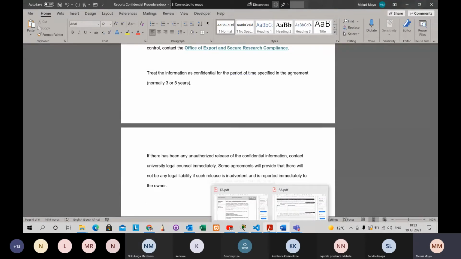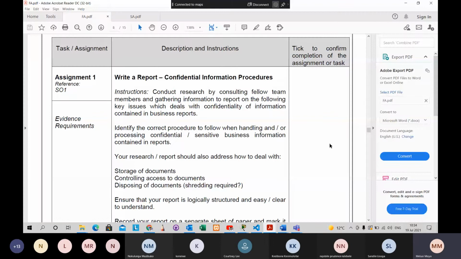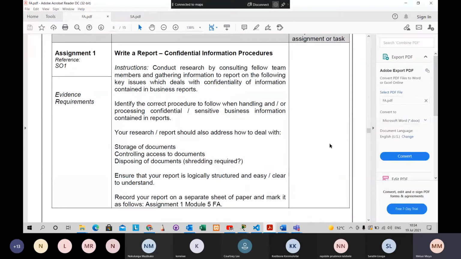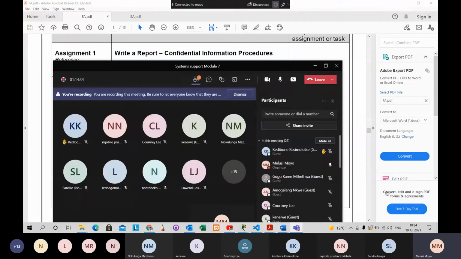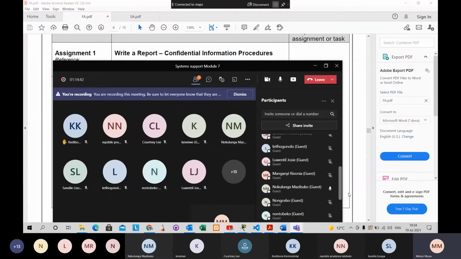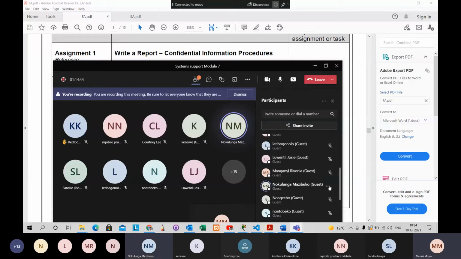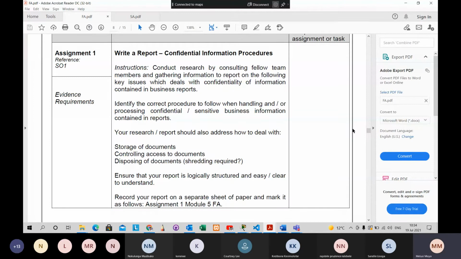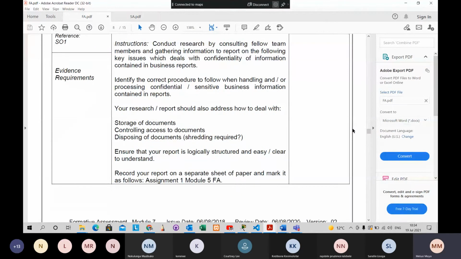All right, so are we good with this report? Do you know what's required from your side? Do you know how to go about answering this? I think I explained everything now. Any questions on this assignment before I move on? No questions. It means that you understand that part, right?